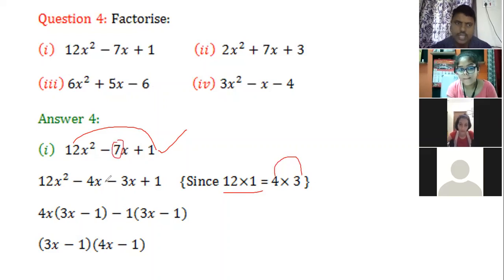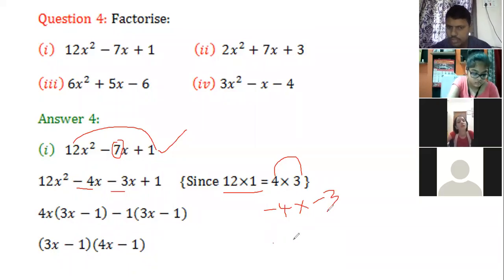So 4 3s. So minus 4, minus 3. Because already 4 3s is there. Minus 4 into minus 3, product is plus 12. If you add both, minus 4, minus 3, add means both are the same symbol, that's why minus 7. So you'll get minus 7.